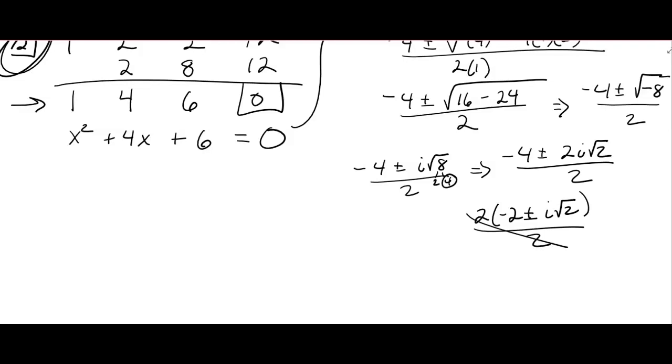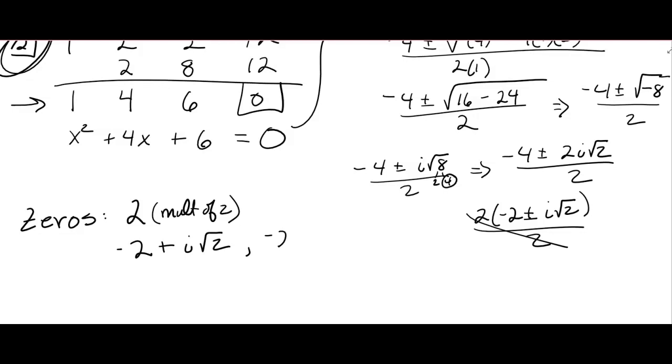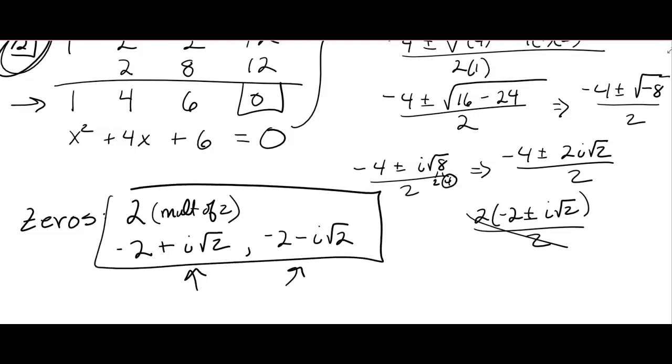Whew, so what are all the zeros? Well, the zeros are 2. And you could say, by the way, there's a multiplicity of 2 here, but I don't know that they want you to put that necessarily. And then you're going to have negative 2 plus i square root 2 and negative 2 minus i square root 2. Now, those are not real, but they're still zeros. Okay.